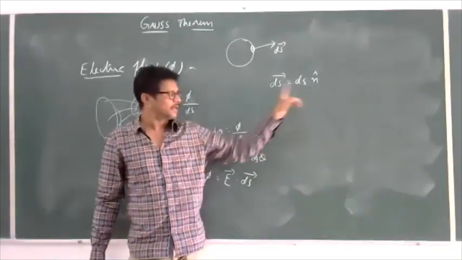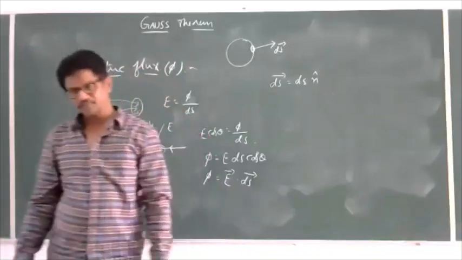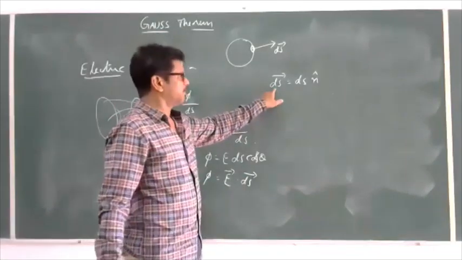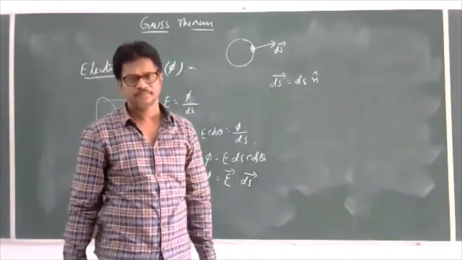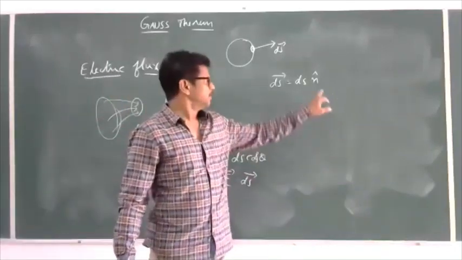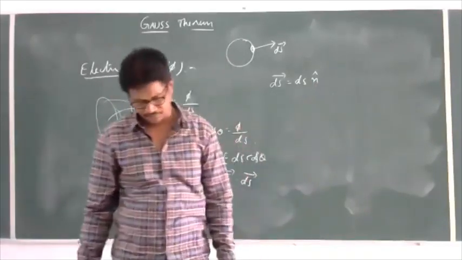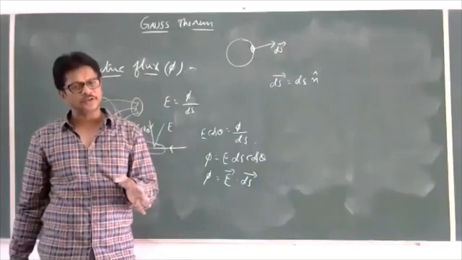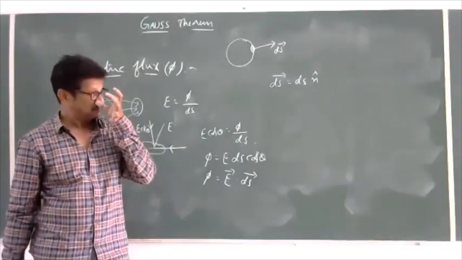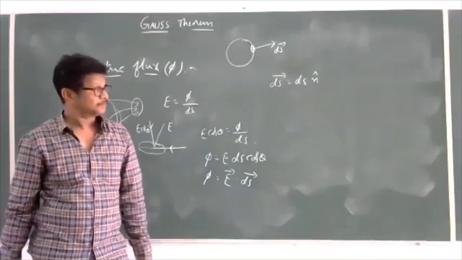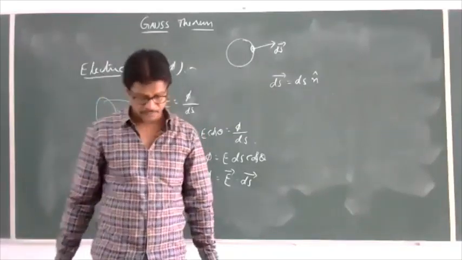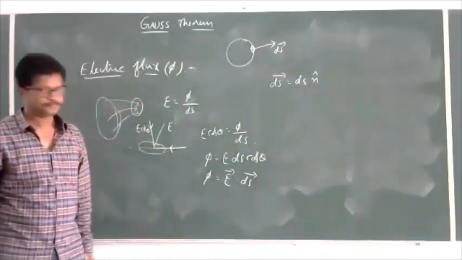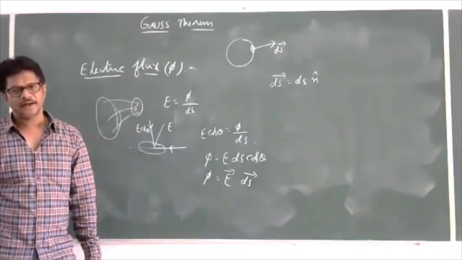After this, you note down the direction of the areal vector. The direction of the areal vector will always be outwards and normal to the given area.